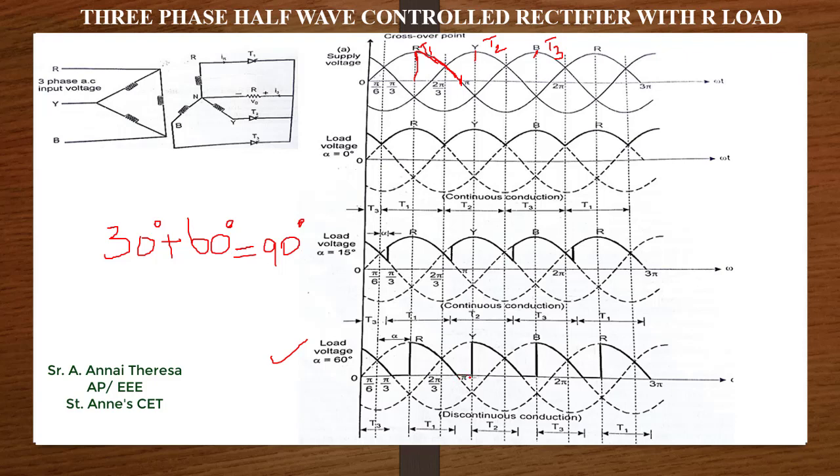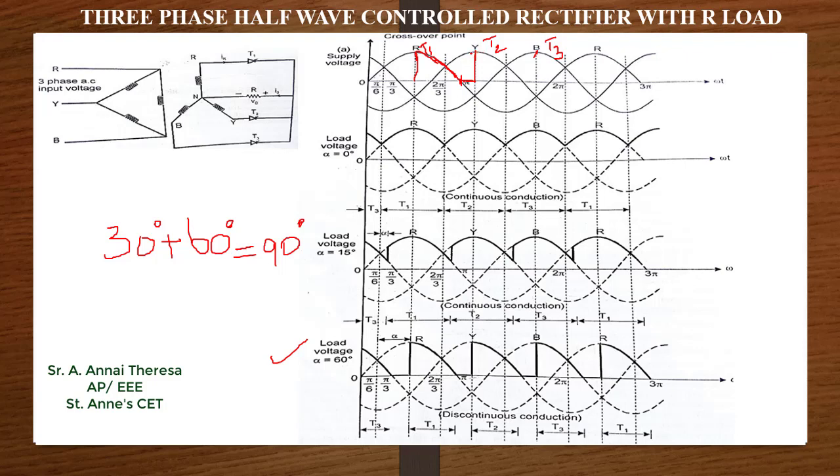Output is 0 until the next thyristor is fired, that is, given a gate pulse. At this point only T2 is triggered, and then it will start its conduction again. So from here to here, 0 output. Since the thyristor T1 has been turned off and T2 is triggered here, what will be the output?